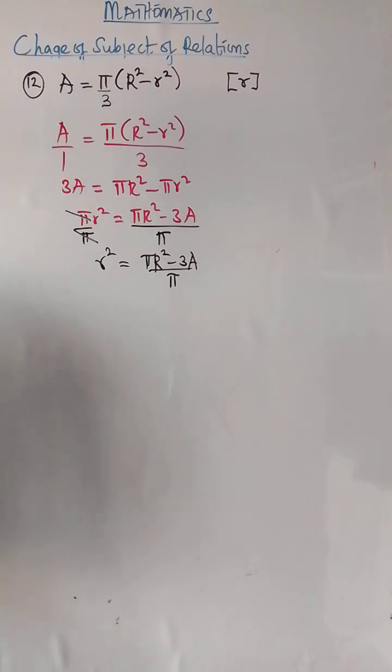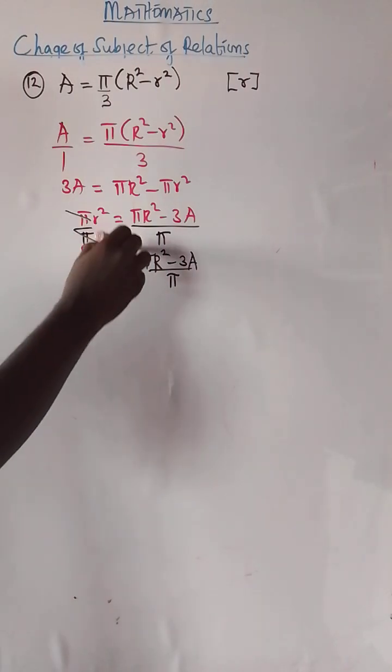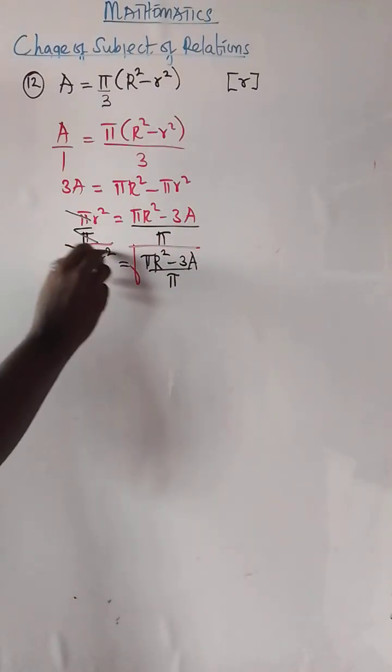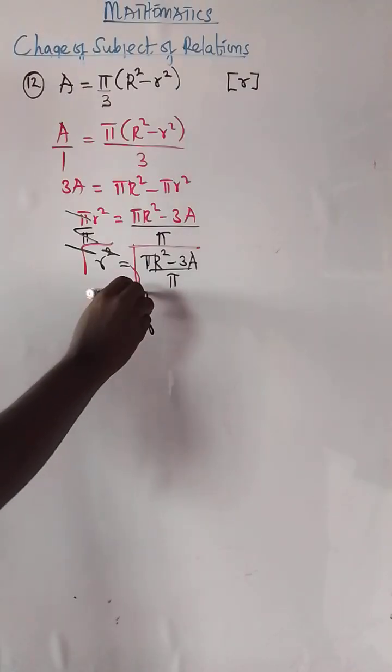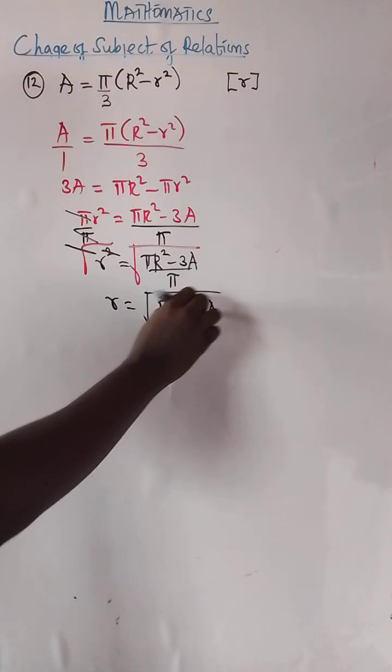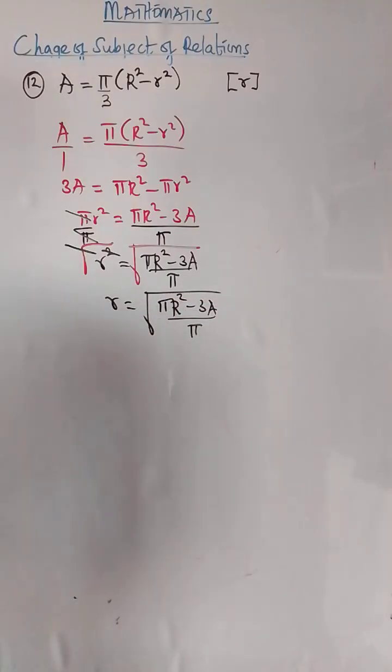In order to get the value of r, we need to take the square away. And how do we take square away? We find the square root. Anything we do to this side, we do to the other side. From here, the square root cancels the square, so r becomes the square root of pi big R squared minus 3a over pi. That's the answer.